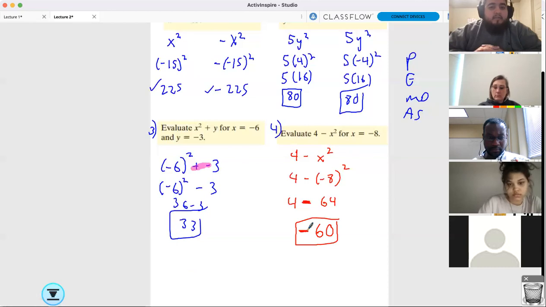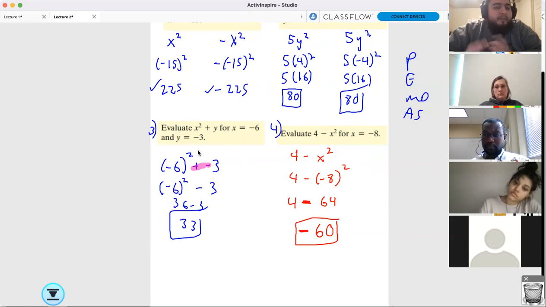Any questions on the 4 practice problems we just did? So why is it not -36? Are you asking about number 3, Jacob? Why didn't we get a -36? Okay, so someone want to explain to Jacob why a -6 squared in parentheses is positive and not negative? Anyone would like to help out, Jacob?